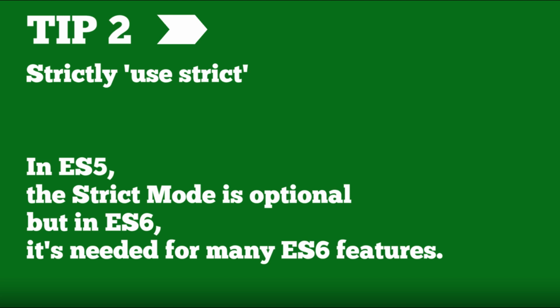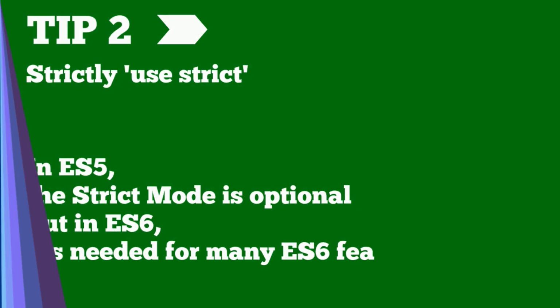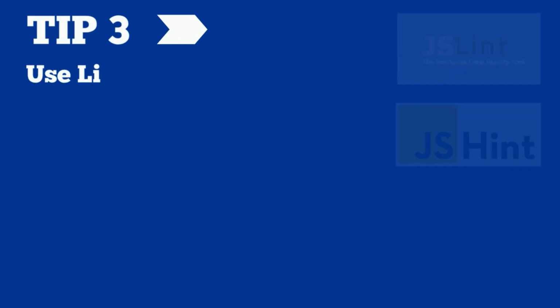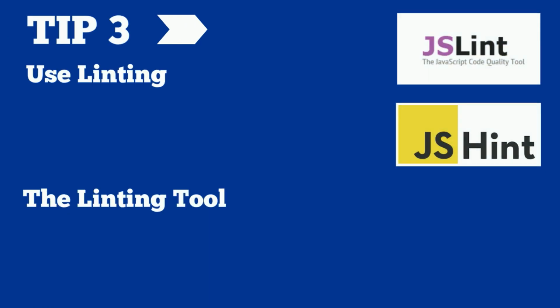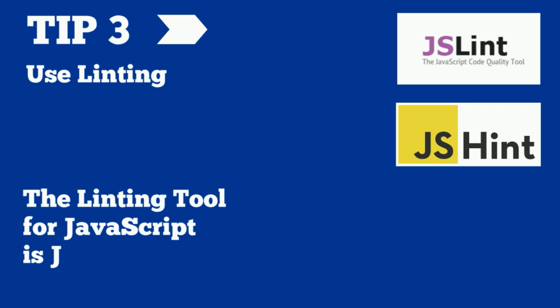In ES5, strict mode is optional, but in ES6 it is needed for many ES6 features. You can read the Mozilla reference on strict mode for more info. See the link below. Then third, linting. The linting tool for JavaScript is JSLint. It will give you a detailed report about the syntax warnings and their meaning. You can also use JSHint, a static code analysis tool.